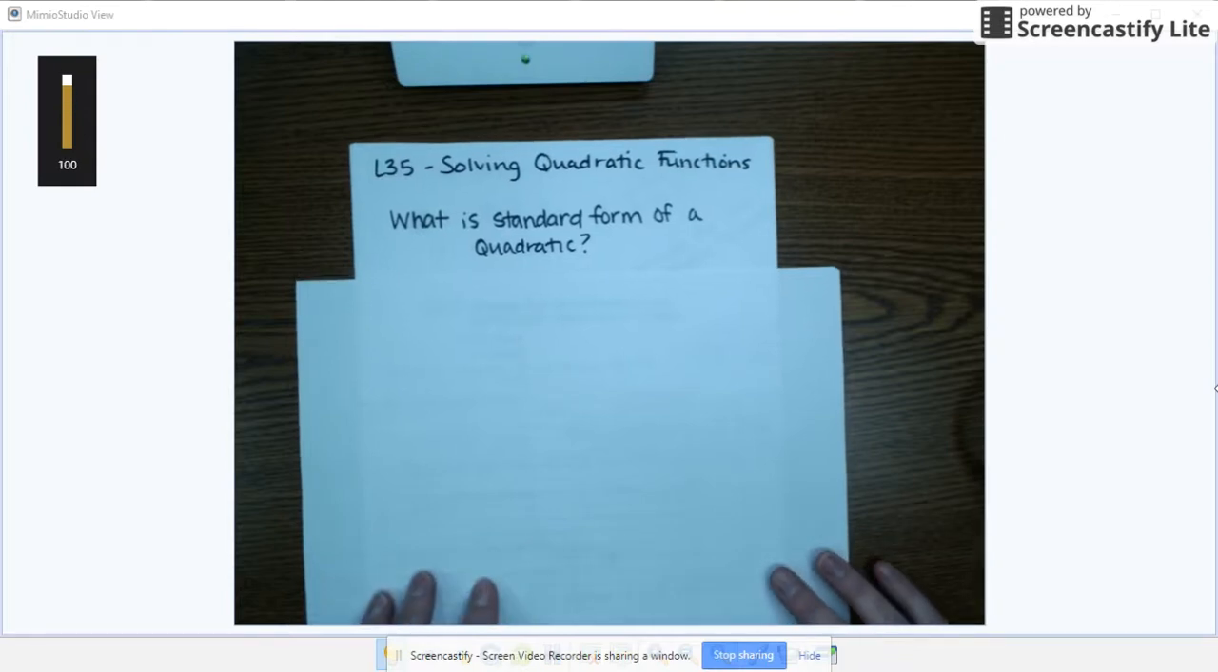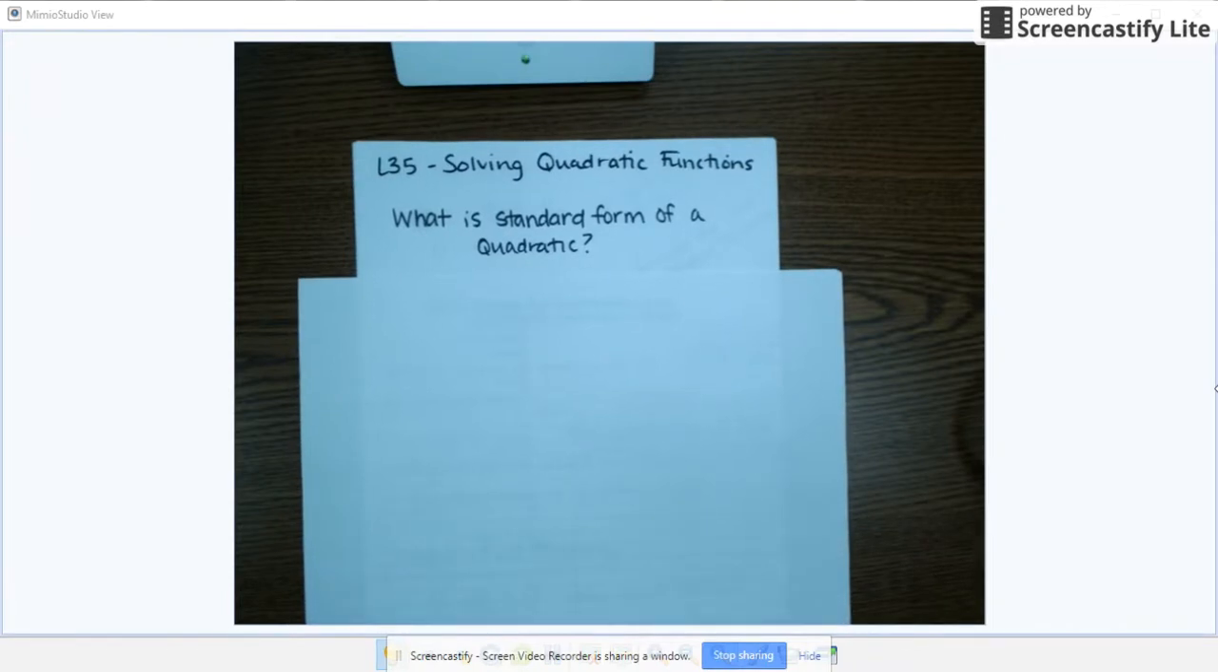Okay, today we are going to talk about lesson 35 and we're going to move on to solving quadratic functions. So the first question I have for you, and I want you to answer this, what is standard form of a quadratic function?